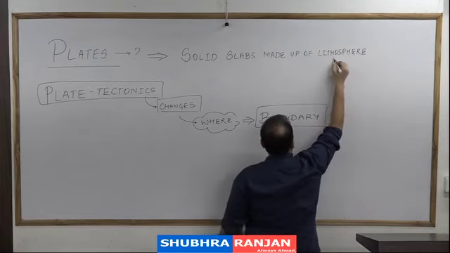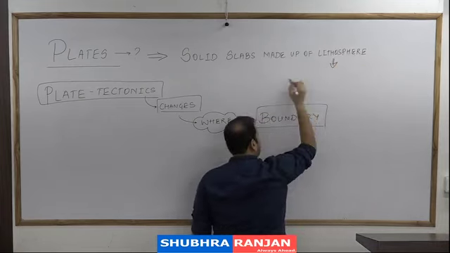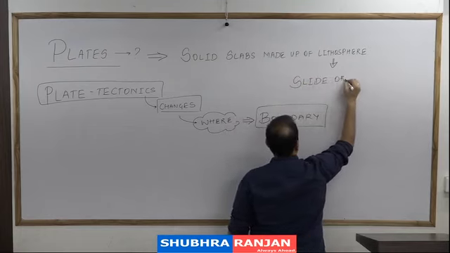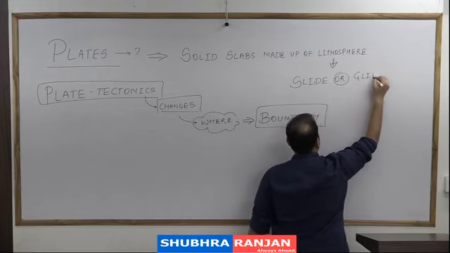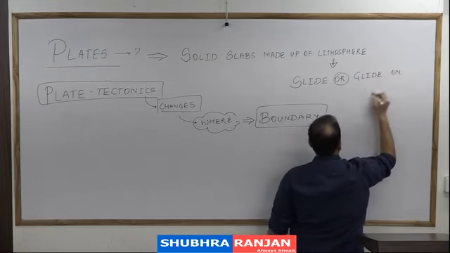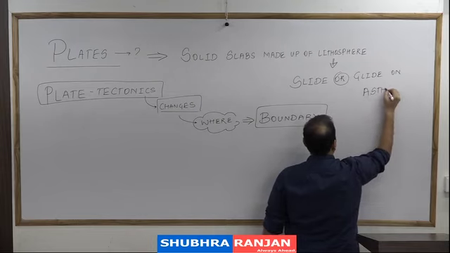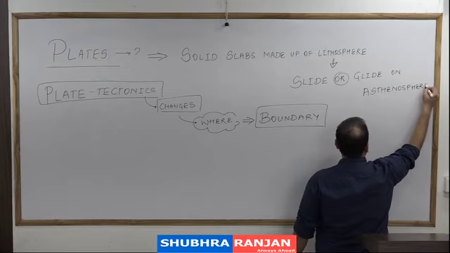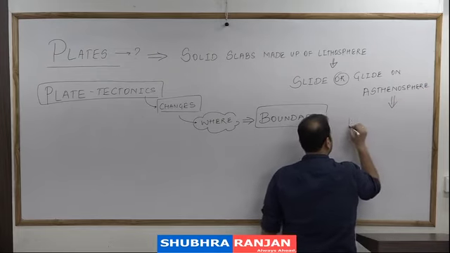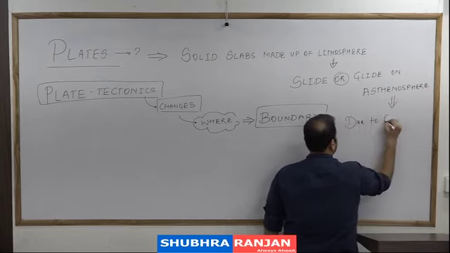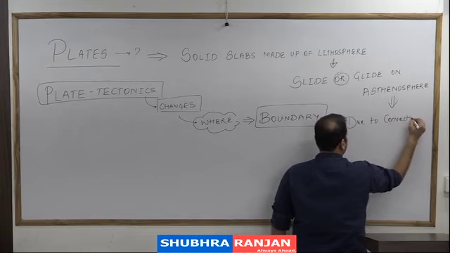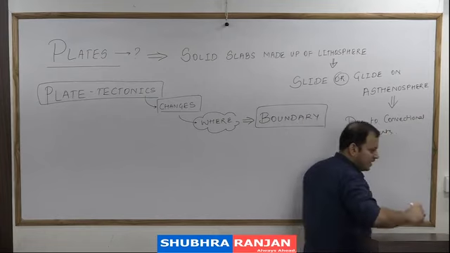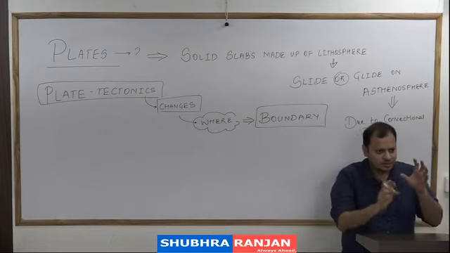What is happening to these solid slabs? These solid slabs, which are made up of the lithosphere, slide or glide on the plastic asthenosphere. Why do they slide or glide? They slide or glide due to convectional currents. So the heat in the interior of the earth causes convectional currents, and they cause the movement of the plates.